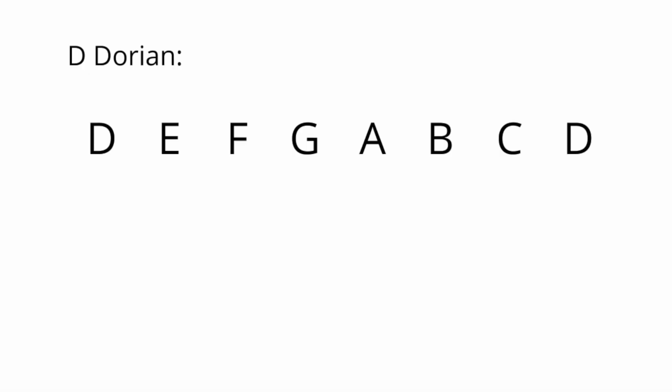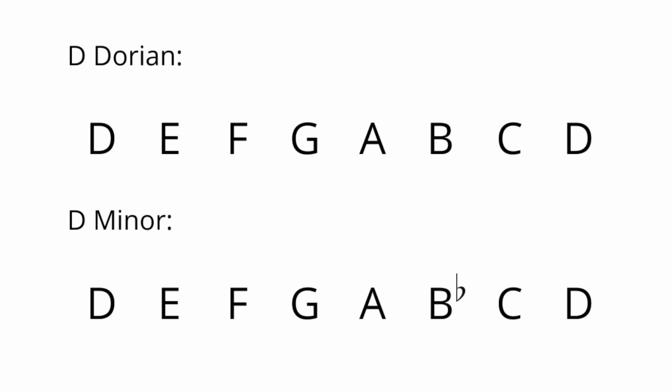If we compare D Dorian to the D natural minor scale, have a look. D Dorian is D, E, F, G, A, B, C, D. D natural minor is D, E, F, G, A, B flat, C, D.